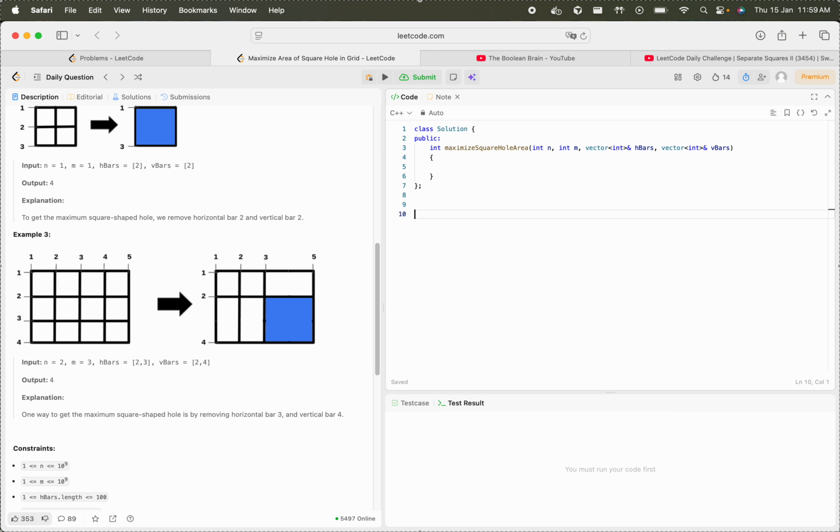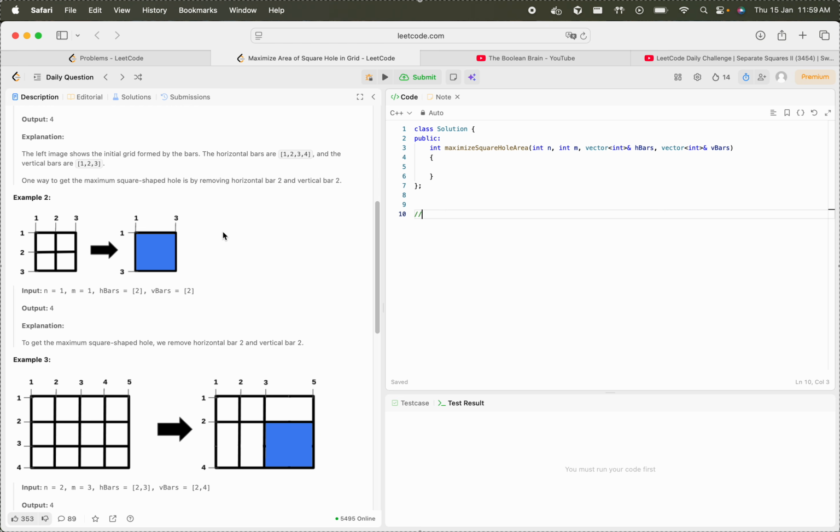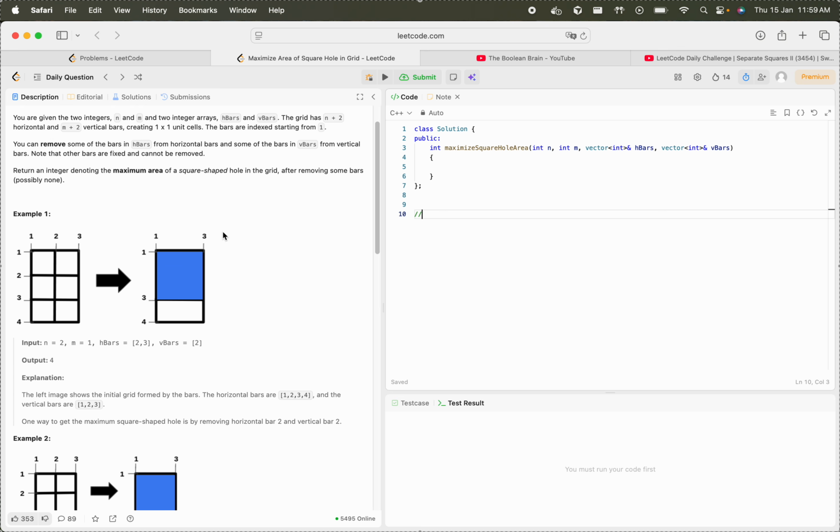Let us try to break this down to reach our solution. How should we approach? Whenever such a problem arises, you have to think about what hints are given. It mentions each individual unit cell is 1 by 1. Apart from that, we have to remove some bars, and we have to come up with the maximum area of a square shaped hole.